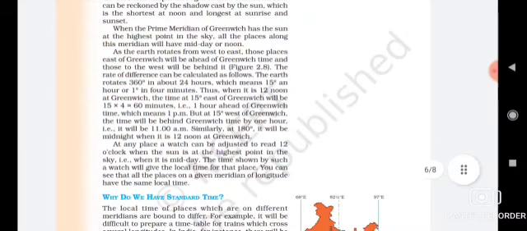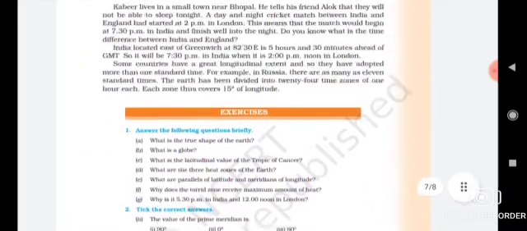Thus, if it is 12 noon at Greenwich, then 15 degrees east is 60 minutes ahead, that is 1 hour ahead of Greenwich, which is 1 p.m., and 180 degrees will be midnight when it is 12 noon at Greenwich. Any place's watch can be adjusted to read 12 o'clock when the sun is at the highest point in the sky. When it is midday, that gives the local time for the place. That's why places on the same meridian of longitude have the same local time. This is all about that.